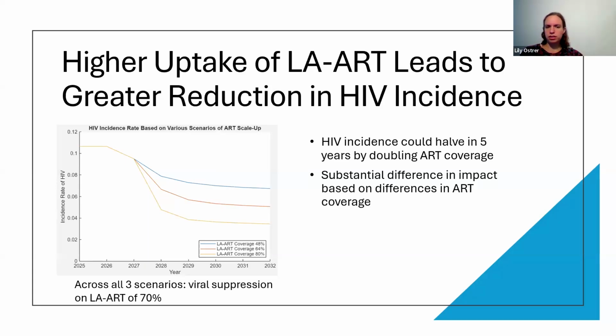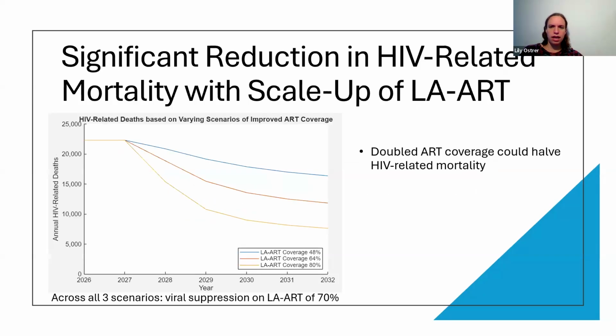So this is looking at the three scenarios of different rates of increase of ART coverage and showing that higher uptake of long-acting ART leads to greater reduction in HIV incidence. So the three different lines are the three different rates of increase. The middle line is essentially doubling ART coverage to 64%. And we see that this could potentially have HIV incidence over 5 years. And we also see that there are substantial differences in impact based on the differences in ART coverage. And similarly for HIV-related mortality, we see that doubling ART coverage with the use of long-acting could potentially have HIV-related mortality over 5 years.